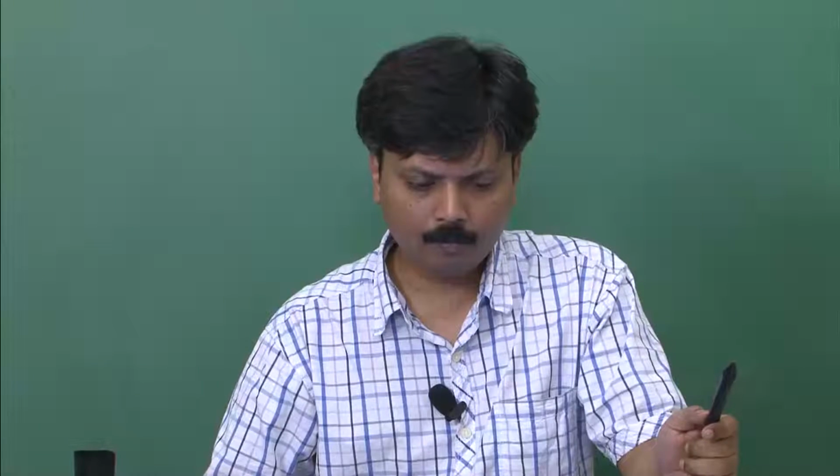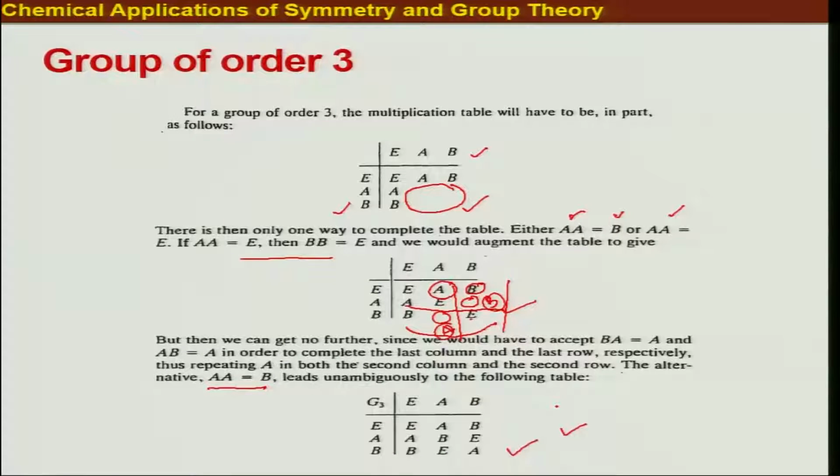Now, in this particular case of G3, we have a pretty interesting thing to observe. You see, we have chosen AA equals B.